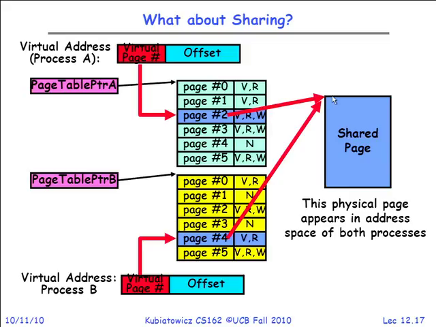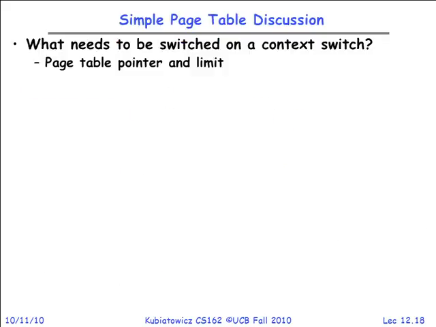Now, what needs to be switched on a context switch here? Just the table pointer and the limit. That's kind of cool, right? Because the page tables are in memory, so you switch two registers, and suddenly you've got a new address space. So that is our little switch routine, where before we were just switching out the registers for a thread. Now if we were going from one process to another, we just have to switch these two registers. We've got a whole different address space.